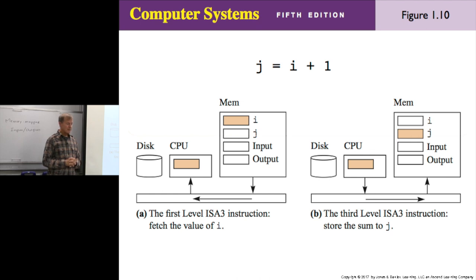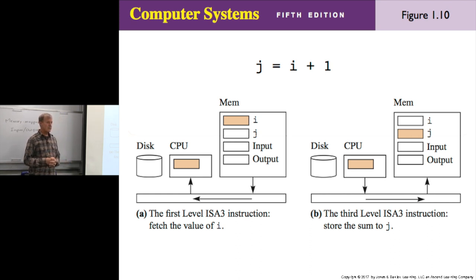Then what it does is, inside the CPU, it adds 1 to it. And then after it adds 1 to it, what does it do? It sends it over the bus in the memory to where what is stored? To where J is stored. So does everybody see the flow of information there? Are you with me on this?